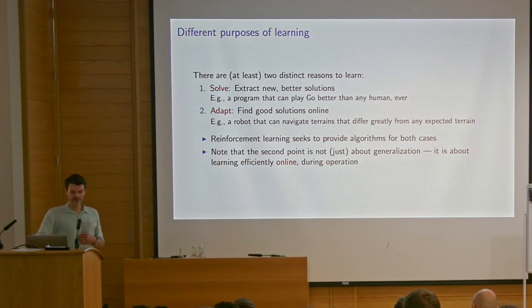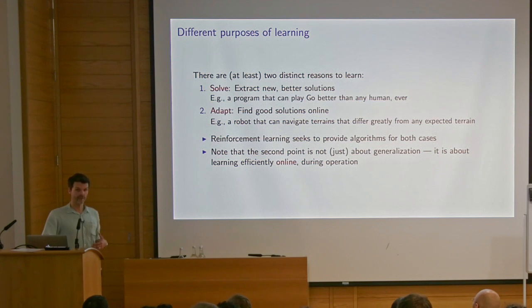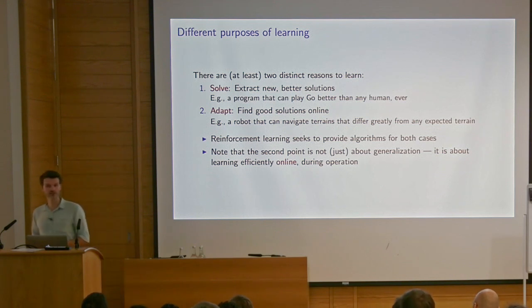An example of this would be to find a program that can play the board game of Go better than any human. The goal here is to find a certain solution. The other goal, which might be of interest, is to be able to adapt. And here it's important that you can find good solutions online during the interaction. An example here would be a robot that navigates terrains that differ from any expected terrain or any terrain that it was previously trained on. The main distinction here is whether it's enough to learn offline, maybe from some simulator or some pre-recorded data. In the first case, when you just want to find a solution, this might be sufficient.